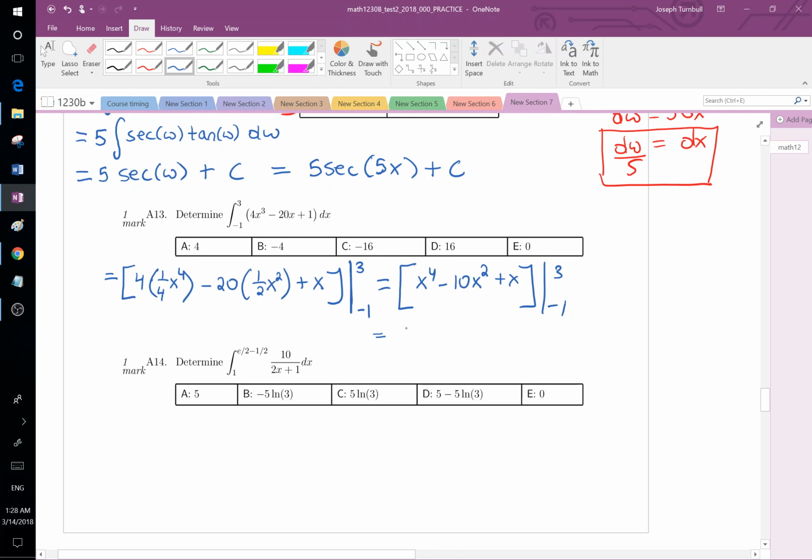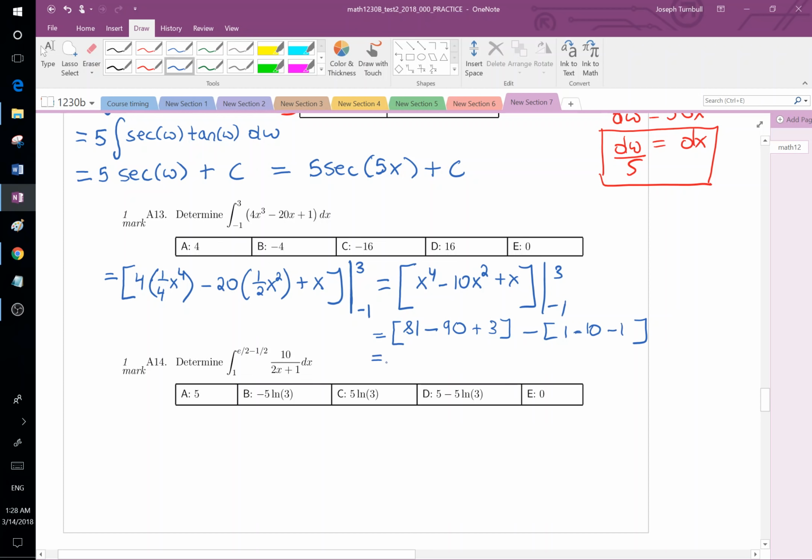Okay, now plug in the bounds. From the top bound, we have 3 to the power of 4, which is 81. 3 times 3, 9, times 3 again, 27, times 3 again, 81. Now plug 3 into the next piece. -10 times 3 squared, that's -10 times 9, that's -90. And then plus 3. Then plug in the lower bound and subtract what comes out. -1 to the 4 is +1. -1 squared is +1 times -10, so -10. And the last piece, -1.